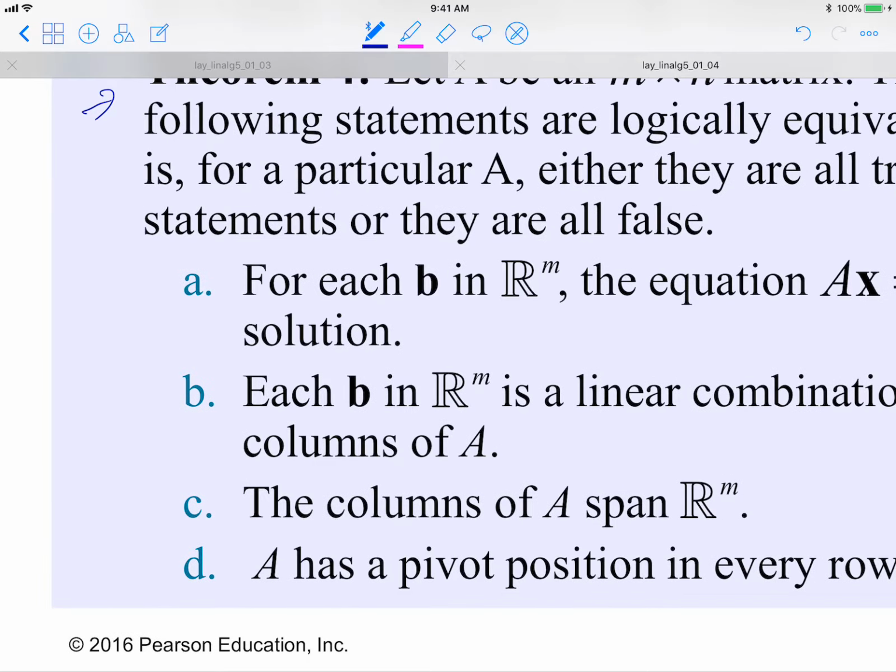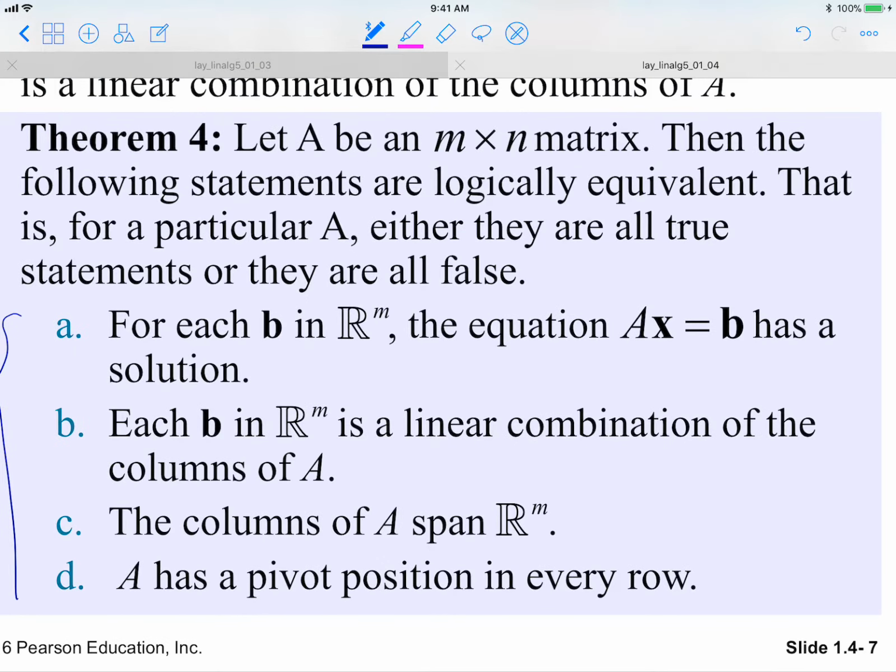So this theorem is telling us the 4 different situations that correspond to this case where we can guarantee that we have a solution regardless of any given vector b. So let's look at the second one.